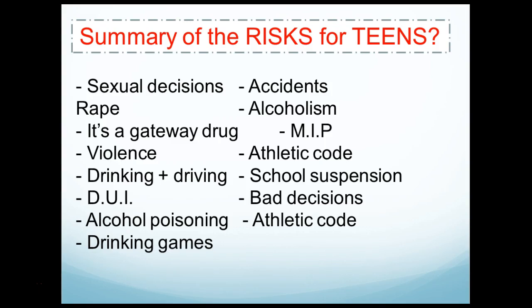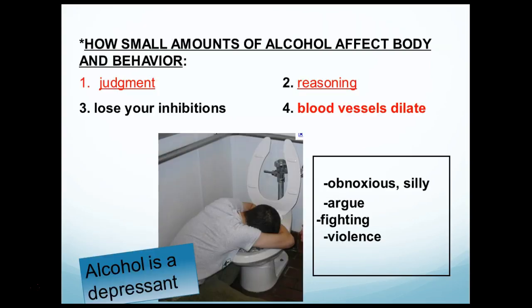So what are the risks for teens? We have sexual decisions, rape, it's a gateway drug, violence, drinking and driving, DUIs, alcohol poisoning, drinking games, accidents, alcoholism, a minor in possession, athletic code, school suspension, bad decisions. Now, let's talk about how alcohol affects our bodies. Even the smallest amount affects your judgment, behaviors, and reasoning.